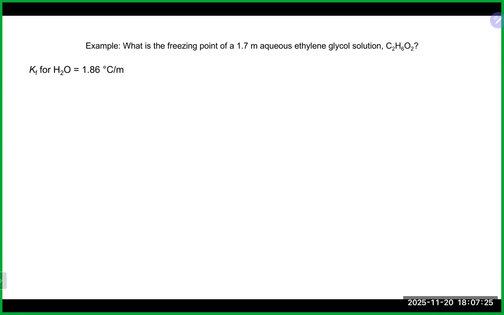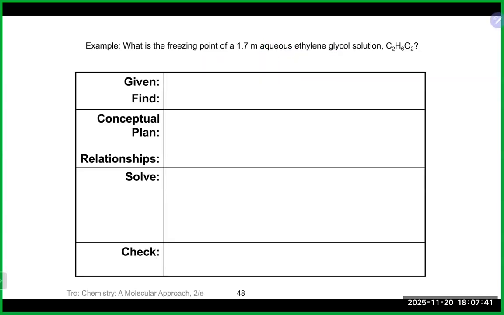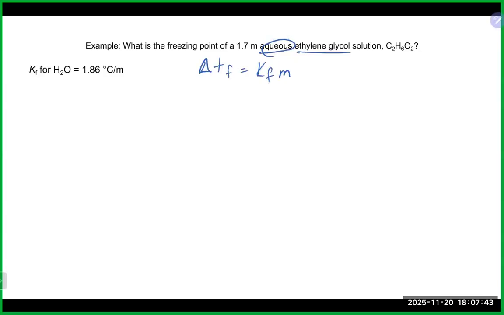Okay, so let's take a look at this. First off, obviously we're doing something with freezing points. So our freezing point equation would be good. Change in freezing point temperature equals our Kf times our molality. Couple of things here. Aqueous ethylene glycol. So aqueous probably implies that it is going to be water as your solvent. So that is what you would want to look up on that chart. Hence, we have our Kf for water.